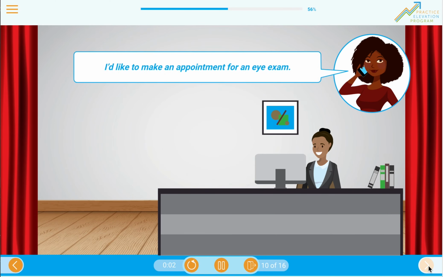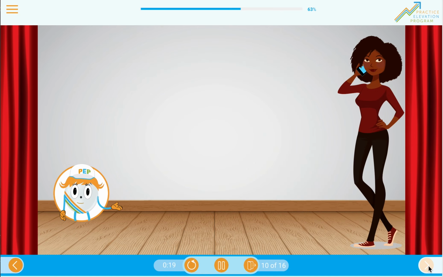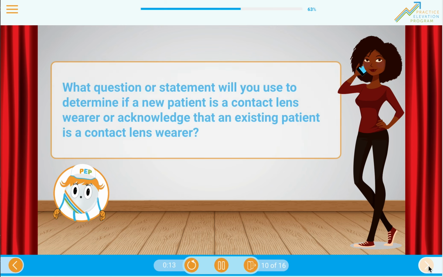I'd like to make an appointment for an eye exam. One of our goals is to identify contact lens wearers so we can focus on their lens wearing experience at each step of the journey. What question or statement will you use to determine if a new patient is a contact lens wearer or acknowledge that an existing patient is a contact lens wearer?